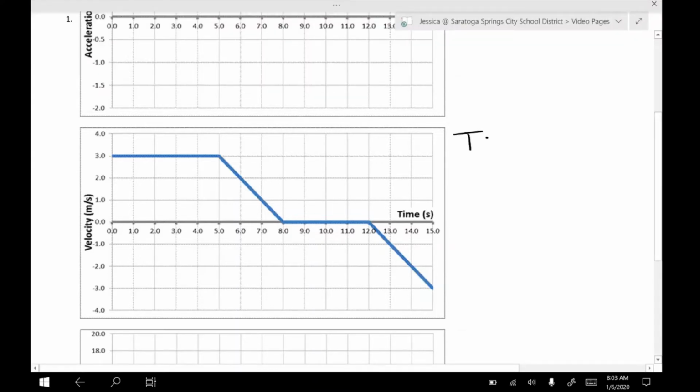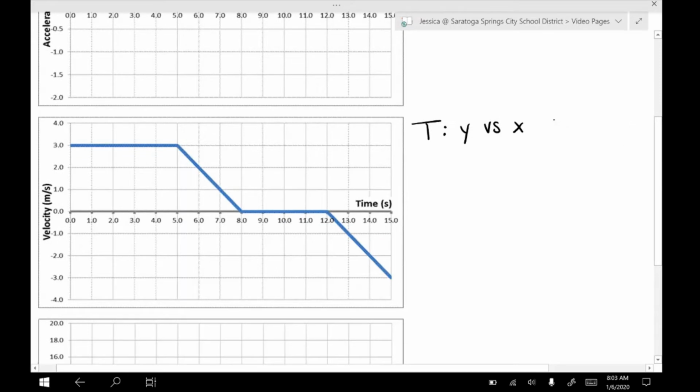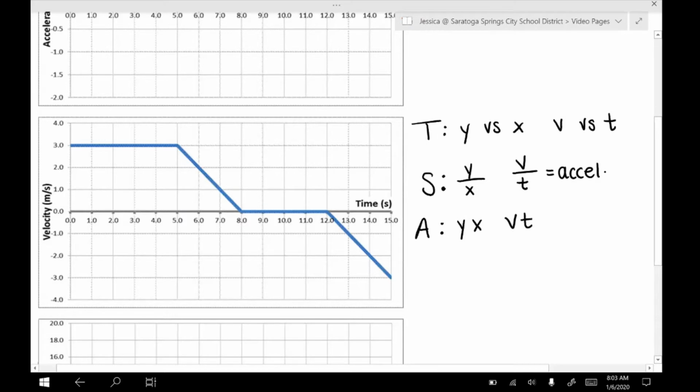Remember, T is the type, so you do Y versus X. In this case, it's velocity versus time. The S stands for slope, which is always a change in Y divided by a change in X. So in this case, velocity divided by time, which we know is acceleration. And then we look at the area, which is always going to be a Y times an X, which in this case is velocity times time.